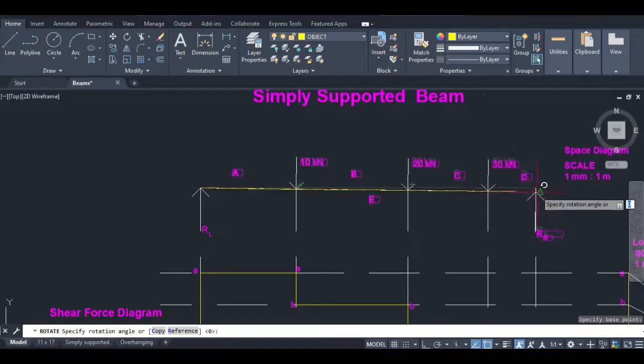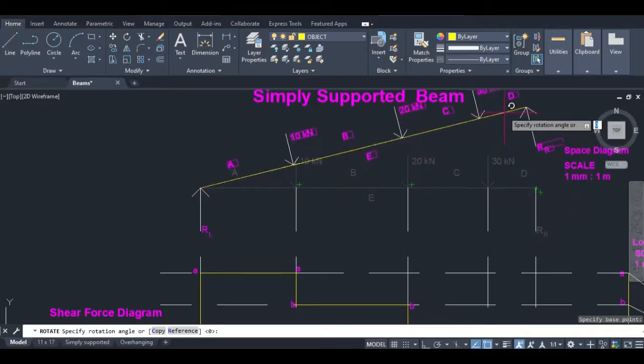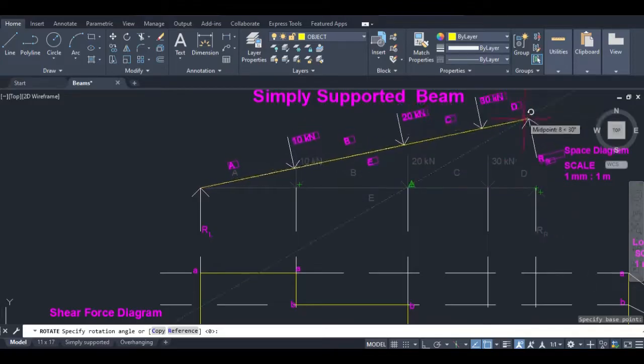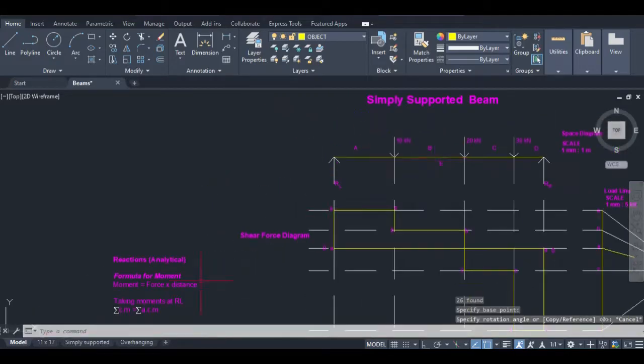Now let's look at the right reaction. The force that is applied at the right reaction, pushing up, which direction is it turning the beam? It's turning it anti-clockwise. So we have one load that's turning anti-clockwise and 3 that are turning clockwise. So now let's go over to our formula.